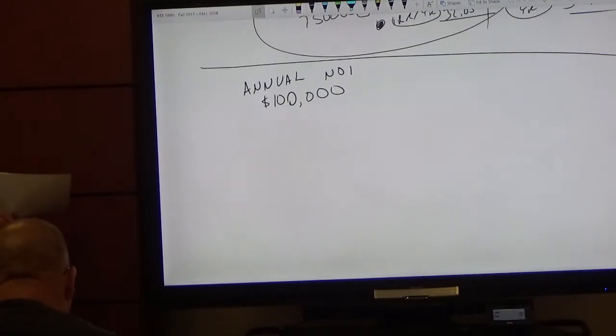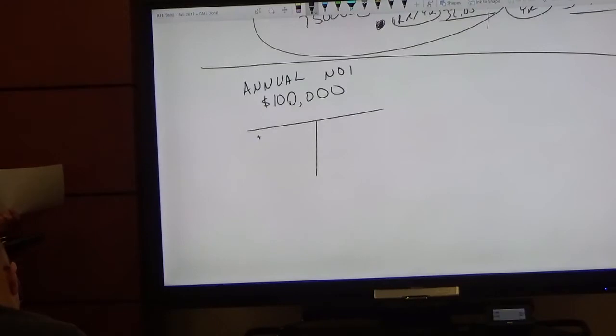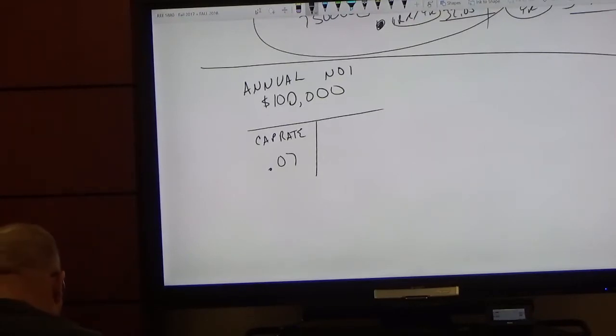And it's going to sell at a cap rate at some point in the future. This is the projected net present value. So the cap rate, what cap rate do we want it to sell at? 7%. Okay, so that means it would sell at a value of $1,428,571.43.